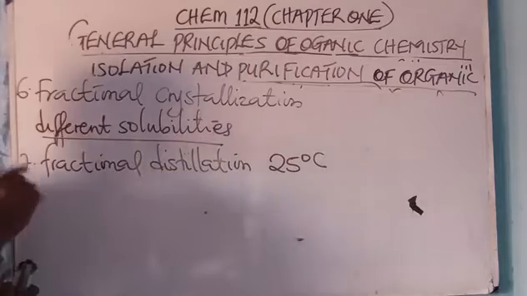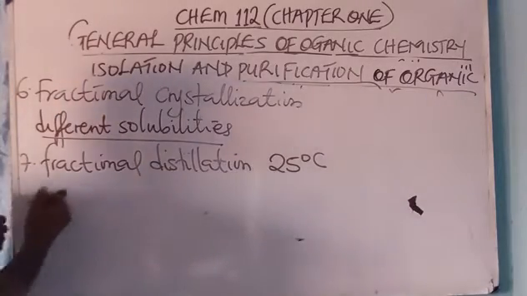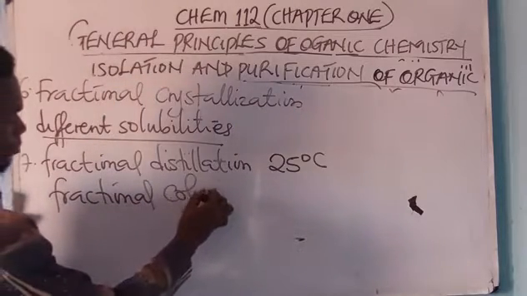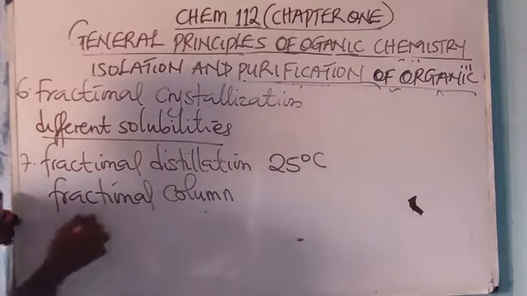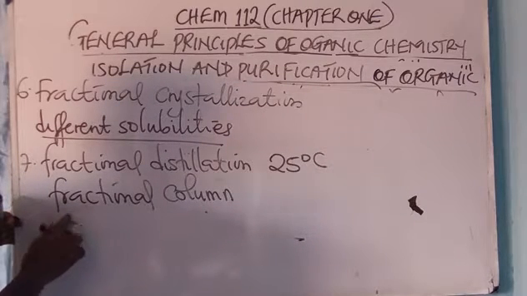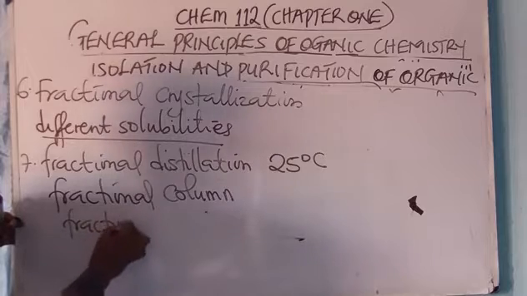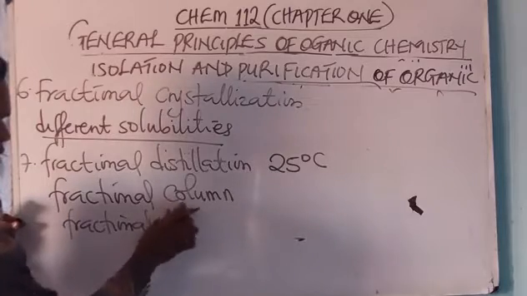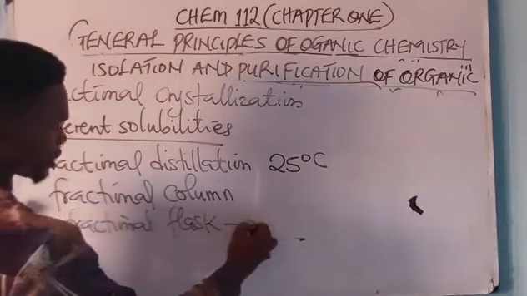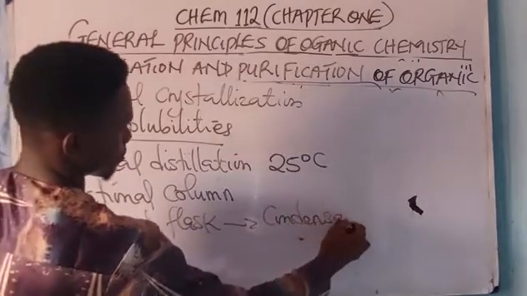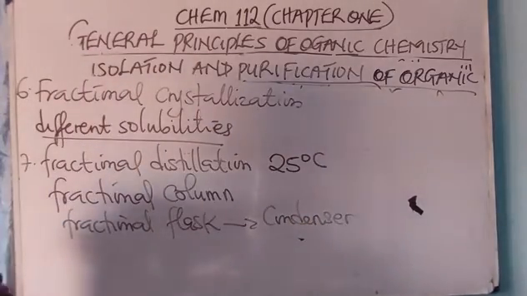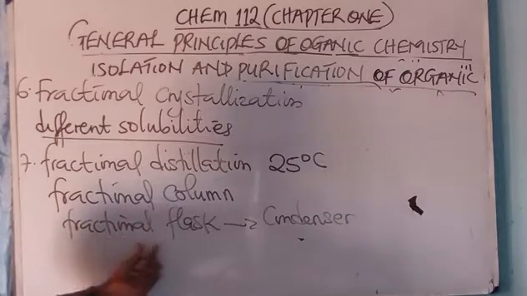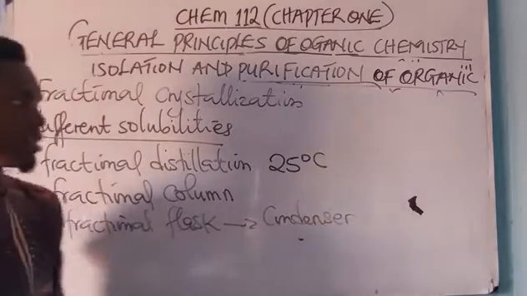Please, the integral portion of fractional distillation is called what? Fractional column. And the fractional column connects the fractional flask to the condenser. Alright. The integral portion of fractional distillation is called what? Fractional column. And it connects the fractional flask to what? The condenser. Take note of that.